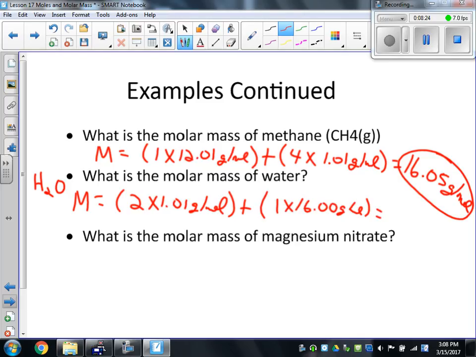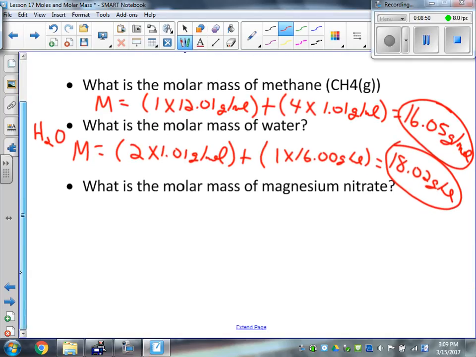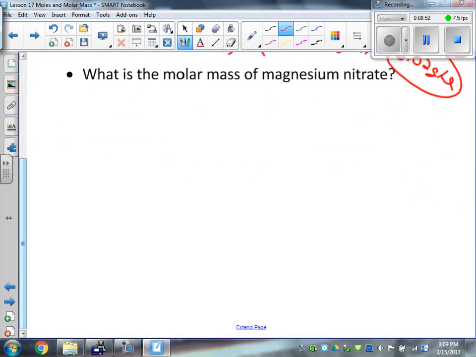I'm going to add all that together. Type it in on your calculator exactly like you see here. If you got a fancy one, it spits out the answer for you. Should be 18.02 grams per mole. Okay, good? Okay. Now, let's ramp it up a little bit here. What's the molar mass of magnesium nitrate?